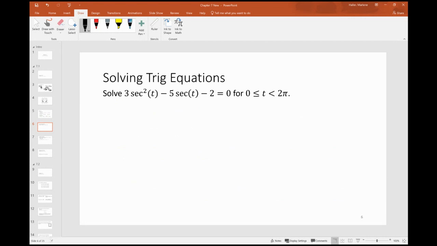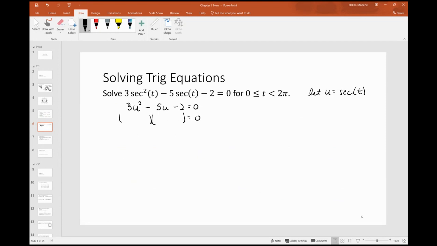So I think a substitution can be valuable here to start with. All right, so let's let u equal the secant of t, and rewrite this equation with u. So then we'll have 3u squared minus 5u minus 2 equal to 0. And that's a fairly basic quadratic equation. This one can be solved by factoring as well. We won't need the quadratic formula here.